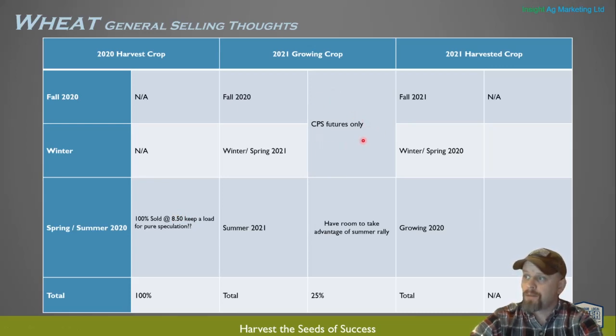2021 growing crop. We did some CPS futures only. There were some good opportunities in that. Maybe have some room for some summer rallies, right? See what happens, right? But we haven't harvested yet, so we don't know what's coming down the pipes.